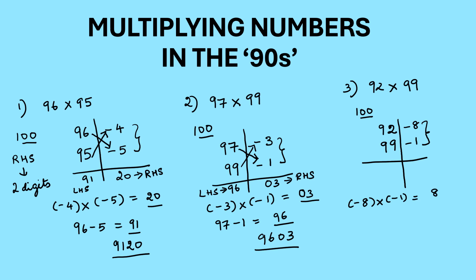But we know that our RHS should consist of two digits, so we add a 0 before the 8. So 08 becomes your RHS. To calculate the LHS, you do either 92 minus 1 or 99 minus 8. 92 minus 1 gives you 91, and this becomes your LHS. So when you combine your LHS and RHS, you get 9108, which is the final solution to 92 times 99.